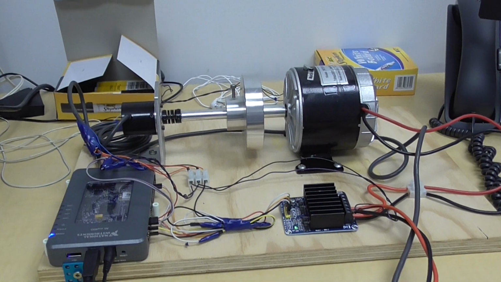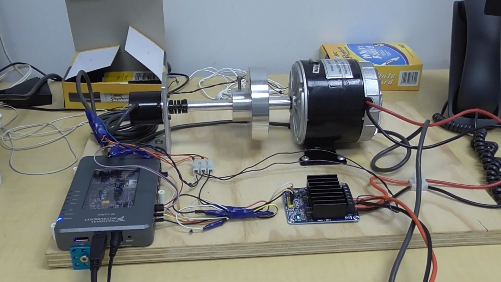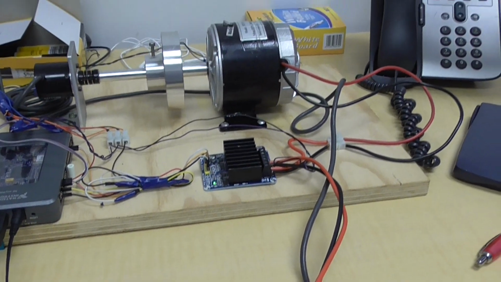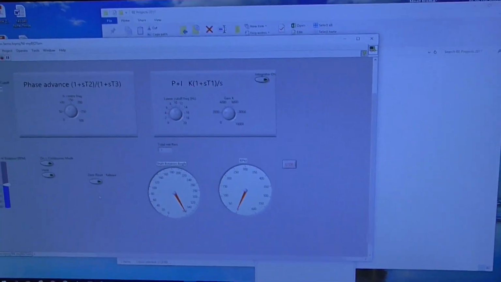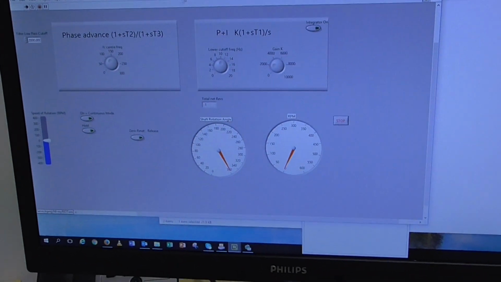So I've got to be careful, if it's going to go into oscillation for any kind of demonstration, not to keep it there for very long, otherwise the H-bridge goes up in smoke. I've got a user interface over here which runs in LabVIEW. It's actually LabVIEW Real-Time.